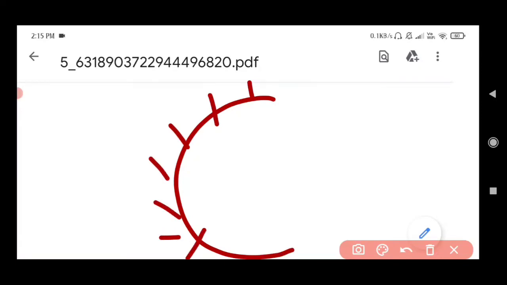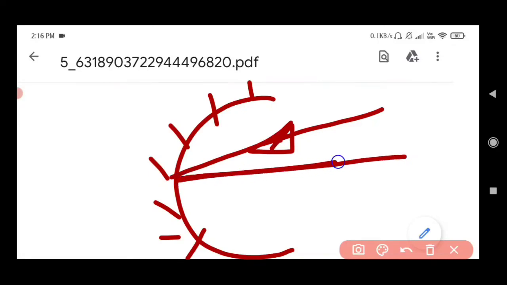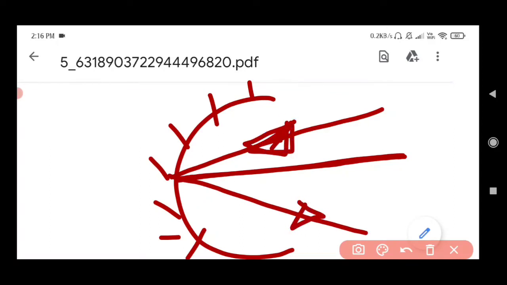I am first drawing the incident light. Okay, so this is your incident light. It has fallen. Now I am drawing a normal. This is the normal, and now I am drawing the reflected ray at the same angle. Okay, at the same angle. So this angle is called the angle of incidence and this angle is called the angle of reflection.